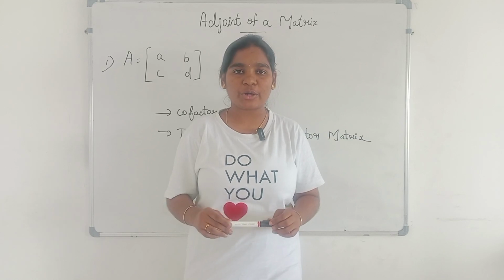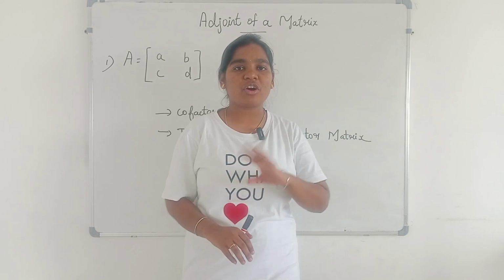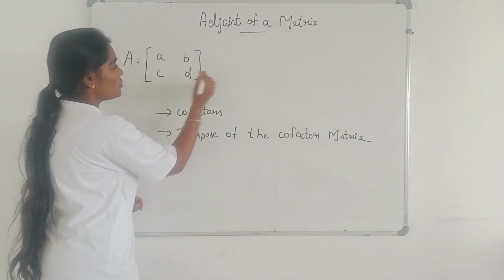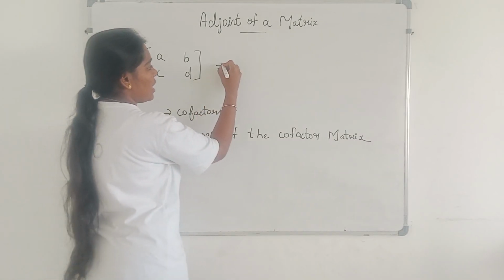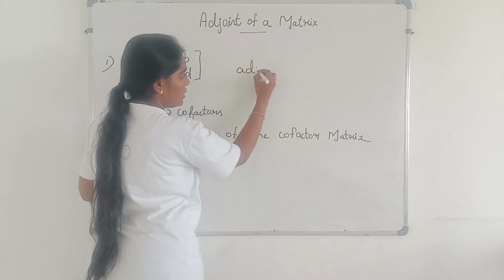In today's class, we are going to learn the concept of finding the adjoint of a matrix for a 2 by 2 matrix and for a 3 by 3 matrix. This is for a 2 by 2 matrix. Adjoint of A we are finding. So adjoint of A can be written as adj A.